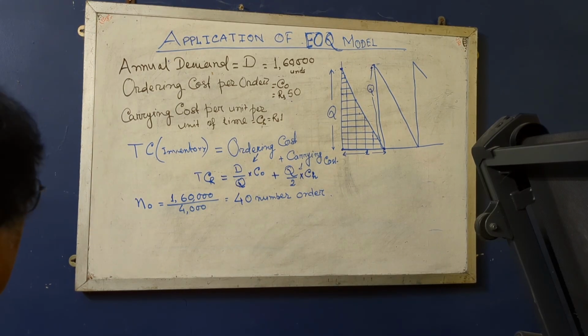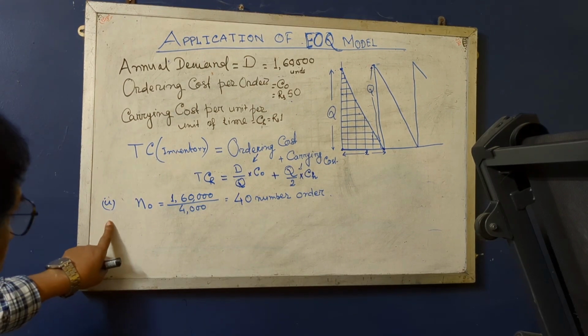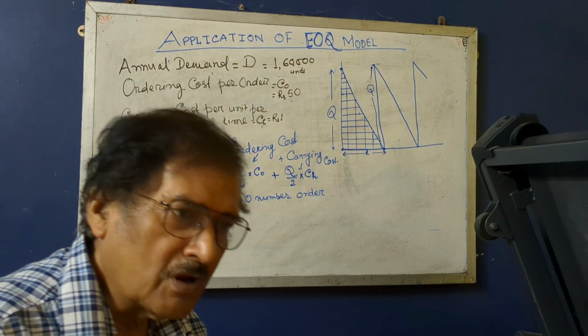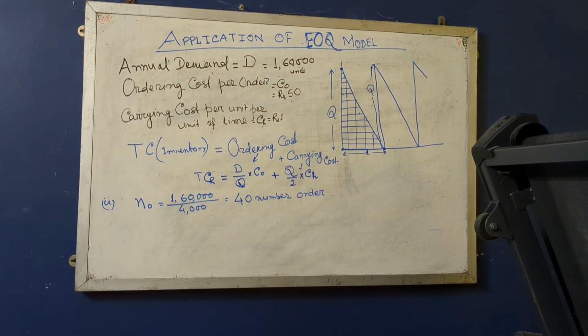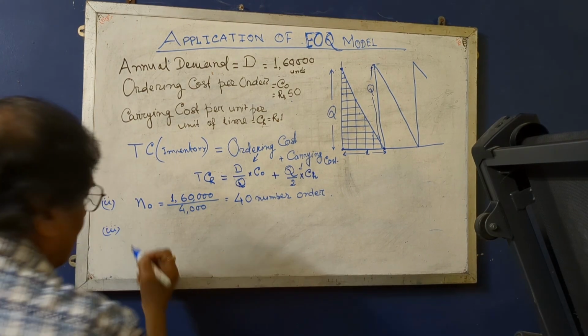Okay. Now next question. This is the second question. First is the EOQ, economic order quantity. This is the second question: how many orders are to be placed? That is 40 orders to be placed for that year. My third question: what is the time interval?